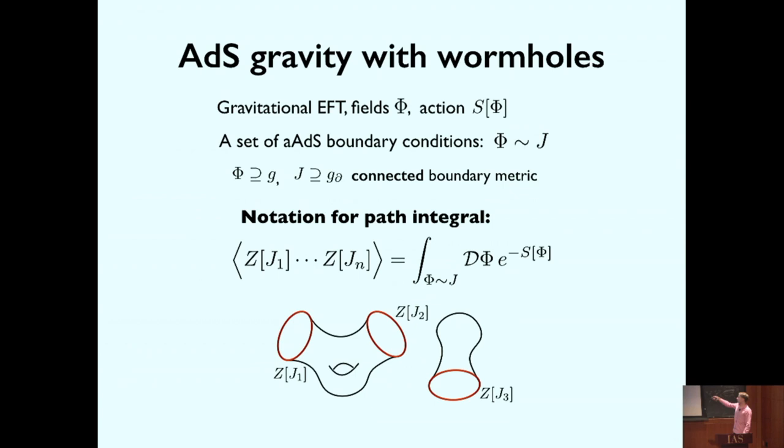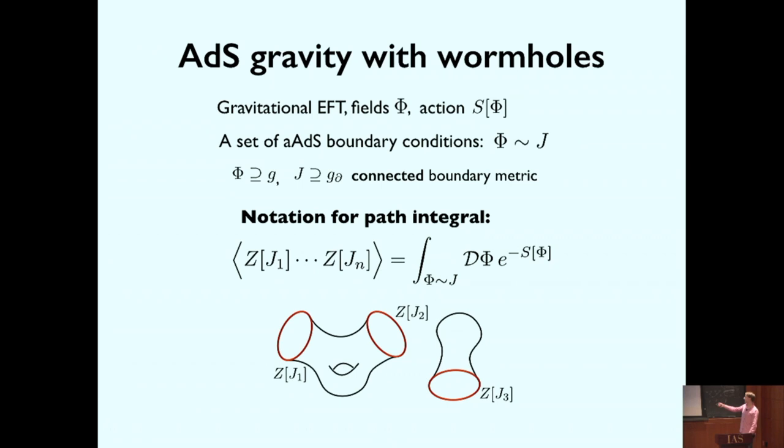So here's a configuration that might appear in the path integral. These red circles are some asymptotically AdS boundaries. A nice model to have in mind here is the JT gravity model, and you can think of each of these as a boundary with regularized length beta. So J here stands for just the regularized length beta in that model, but more generally it could stand for anything. And I'm going to write this path integral, this is just notation for now, very suggestively, like this.